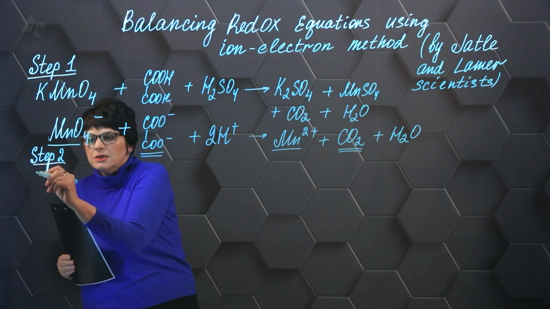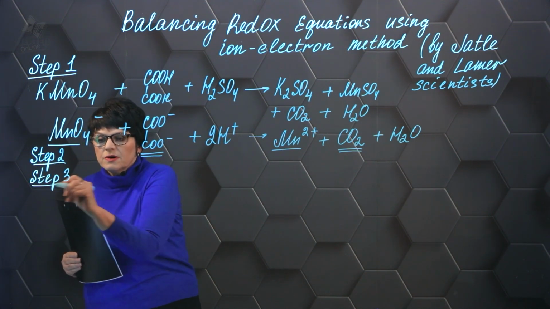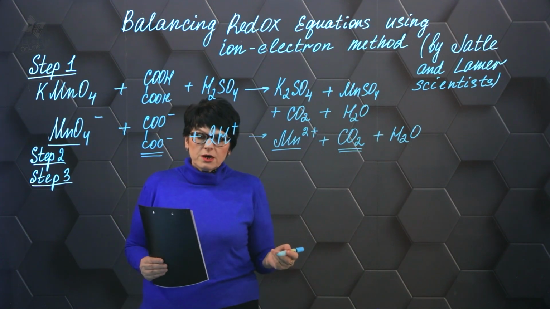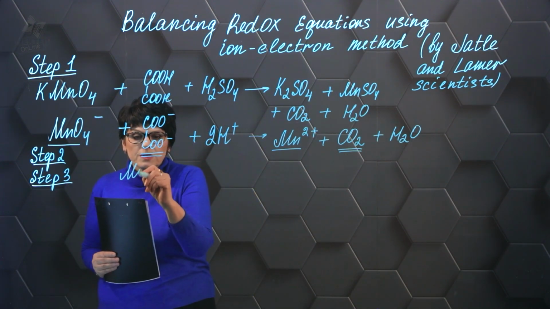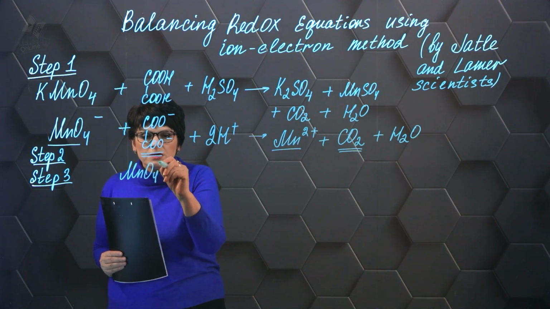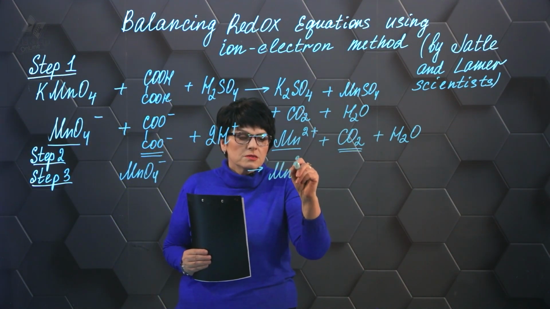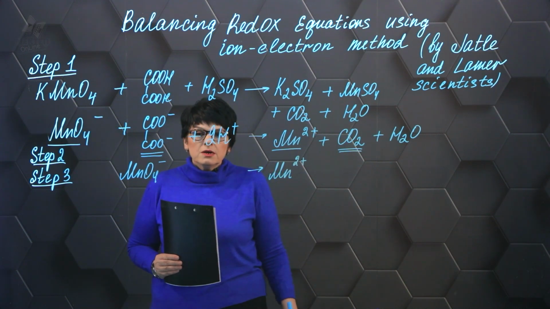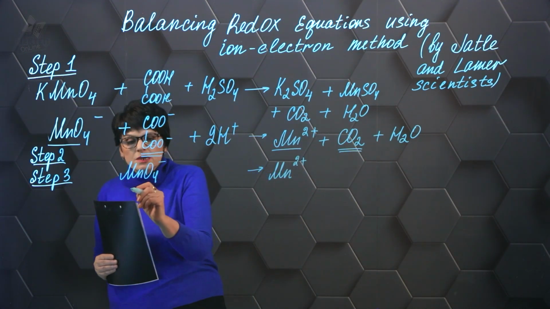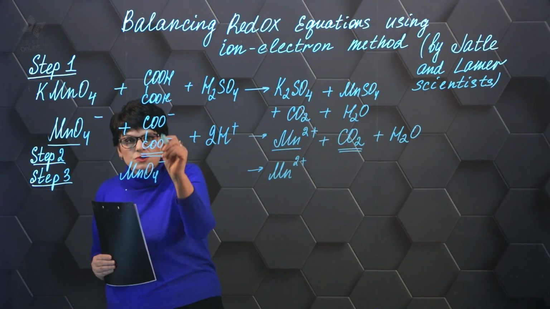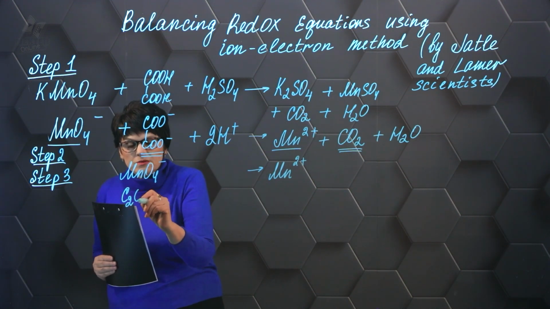Then step 3. We have to write down two equations for the half reactions. Let's write down the first equation for permanganate. MnO4 minus is converted to manganese ion Mn2+. This is the first equation of the half reaction. And the second equation is C2O4 turns into CO2.